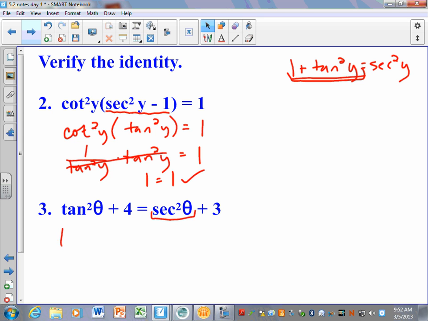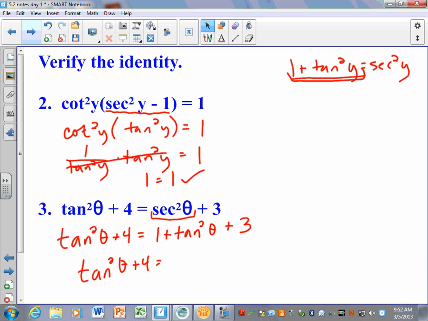So I'm going to leave this side alone on this one. And I'm going to replace secant squared, and I'm going to show my work here, with 1 plus tangent squared, and then plus 3. And if I simplify that, do you agree that I've just finished that proof? Yeah. So just that one step, knowing that Pythagorean identity, tangent squared theta plus 4 equals tangent squared theta plus 4, I've proved that.